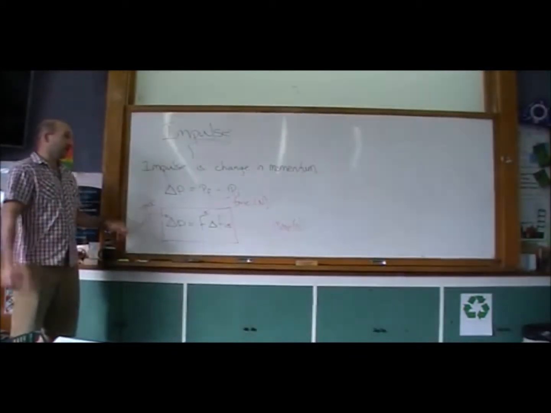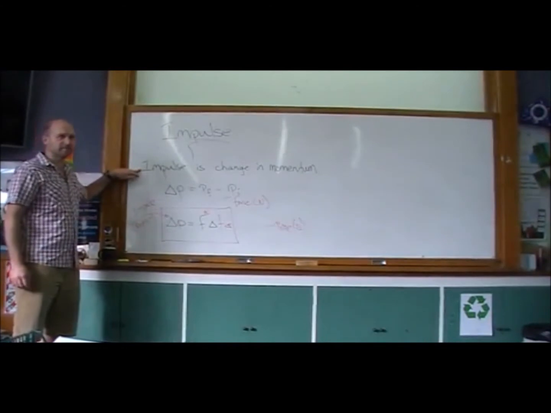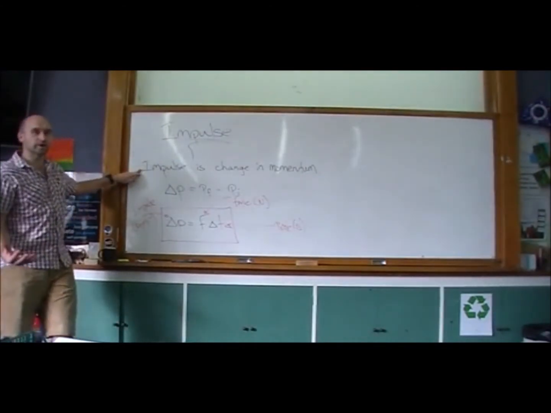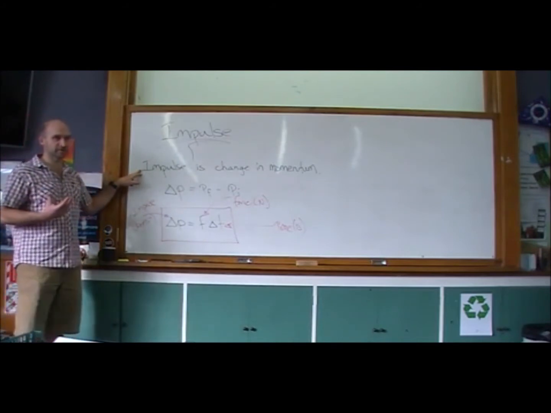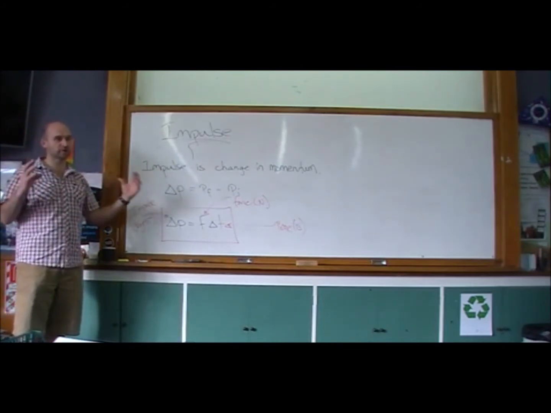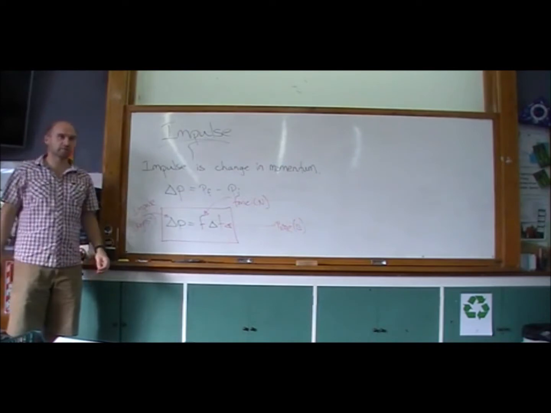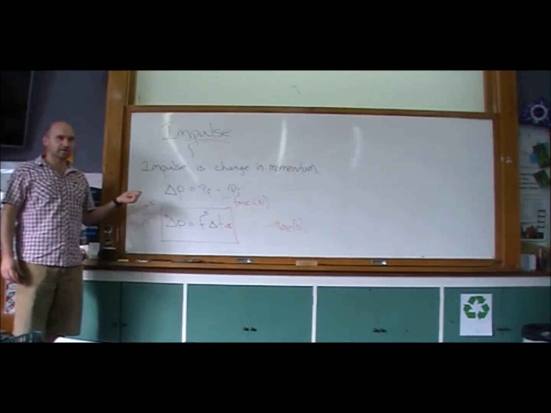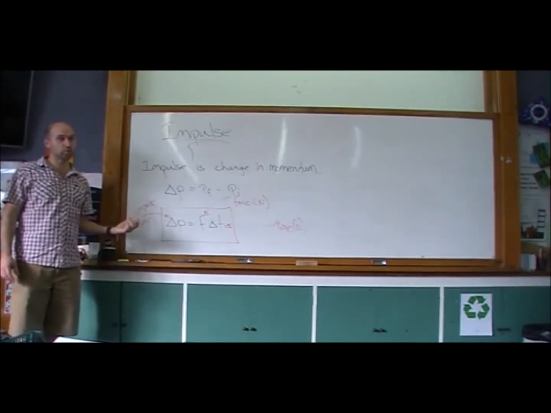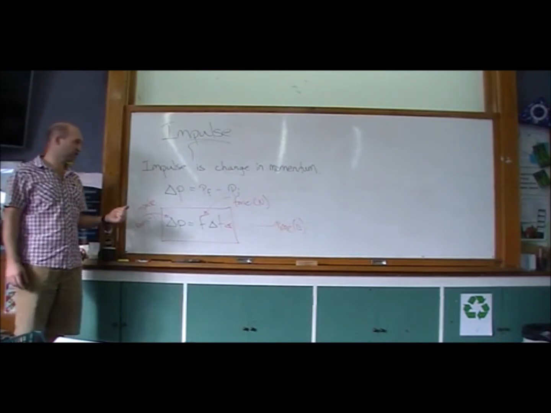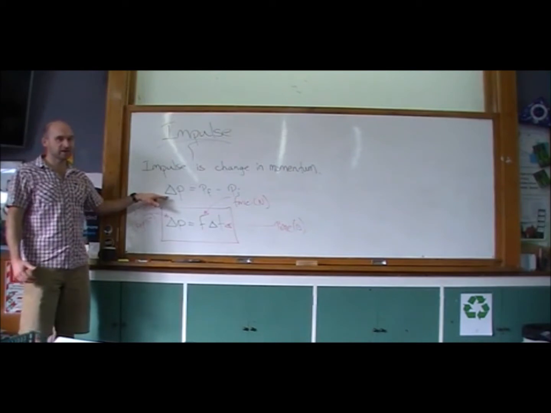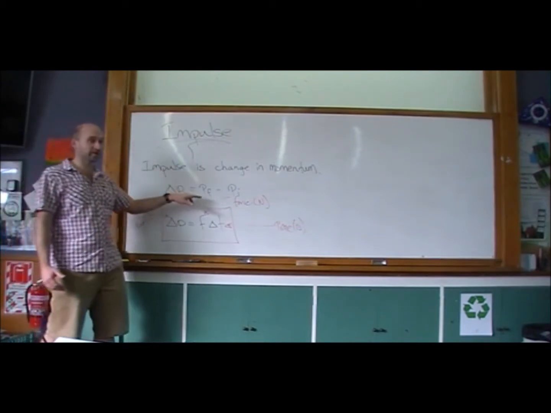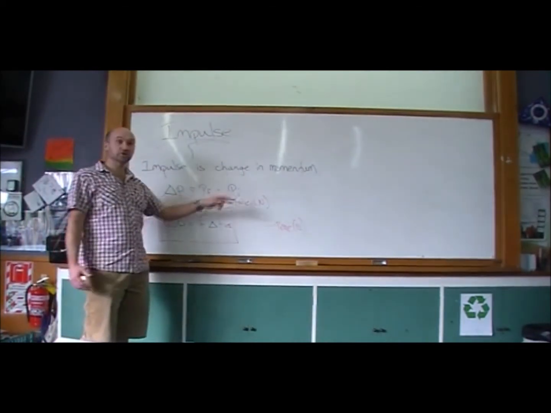Okay, so impulse is change in momentum, and although we know that in a collision, the total momentum of the system, like the bodies involved in that collision, remains constant, the individual momentum of each one of the bodies does change. And so we can calculate the change in momentum of any body involved in the collision by just doing final momentum minus initial momentum.